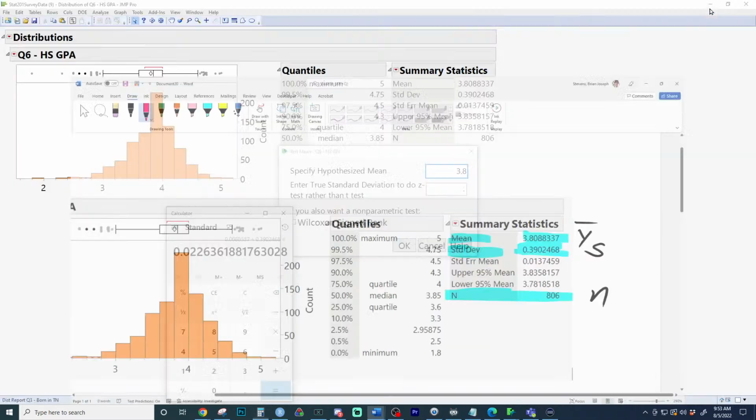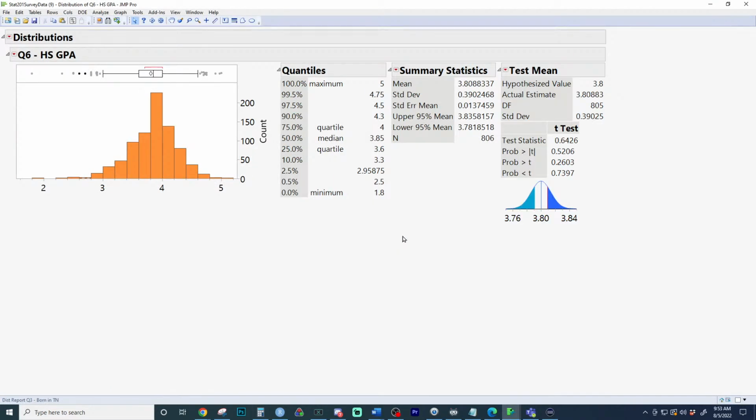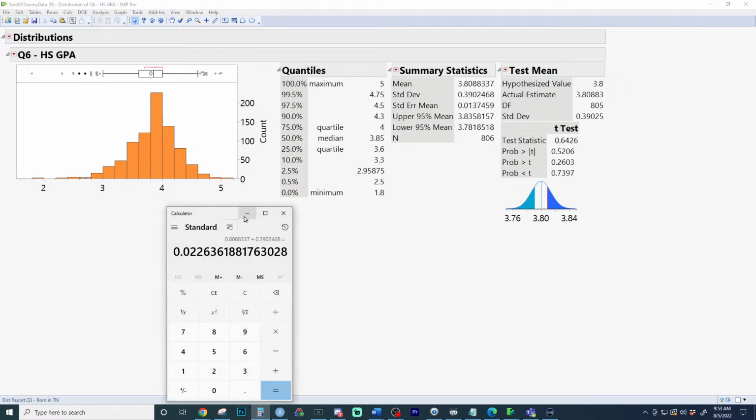0.022. And the p-value is going to be close to 100%. What am I doing? I'm making typos today. 3.8. Oh, I used the standard deviation. I thought I was using the standard error. I meant to grab the standard error, but I looked at the wrong one. We should divide by the standard error, which is s over square root of n.